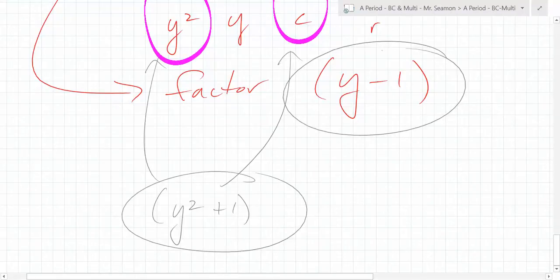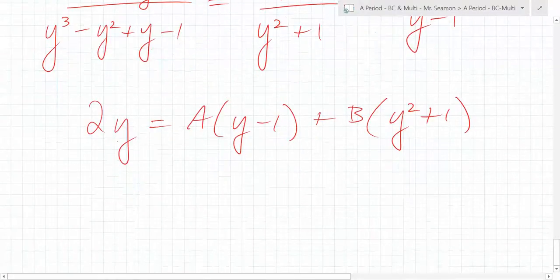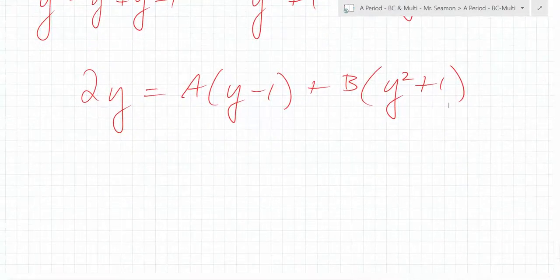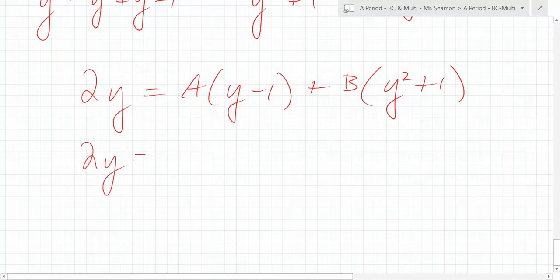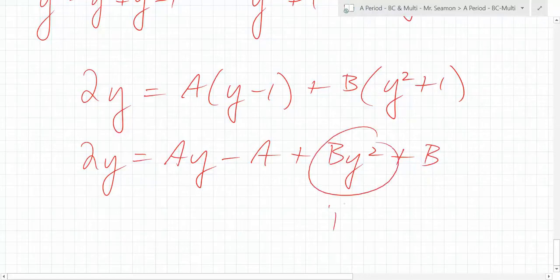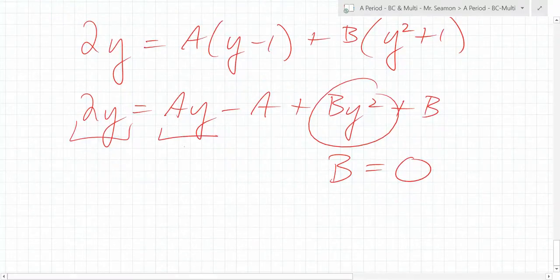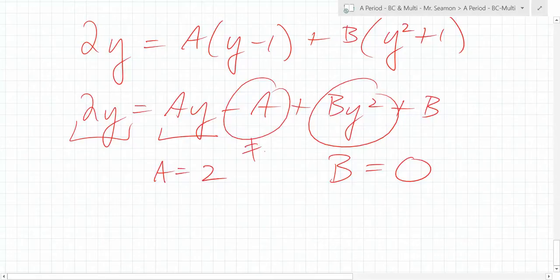You do. This is cool. Cool stuff. Okay, so far, judging from that setup, that's where you would go. So you tried to correlate the coefficients: 2y is equal to ay minus a plus by squared plus b. What does this tell you? B must be what? 0. Okay, if b is 0, what does this then tell you? A must be 2, but then you have a can't equal 2. So you have a contradiction.